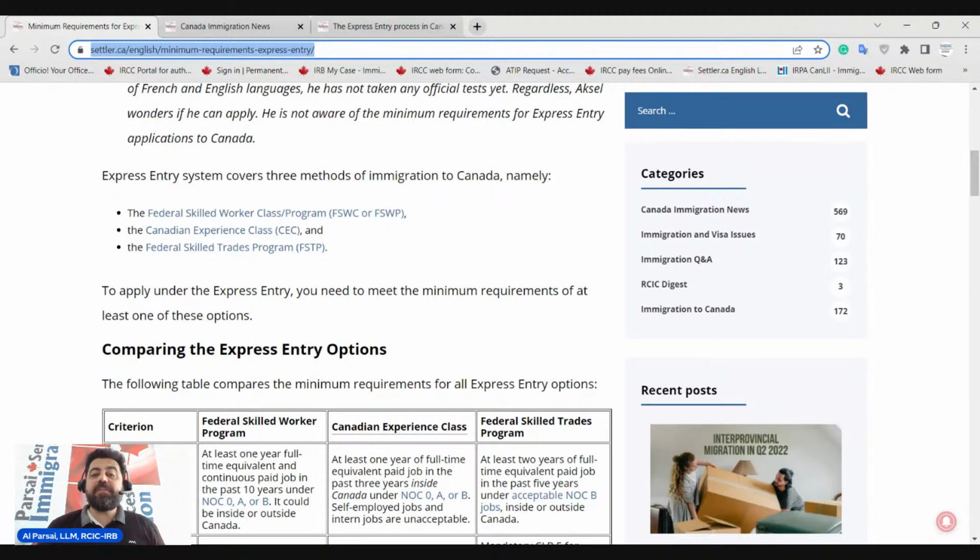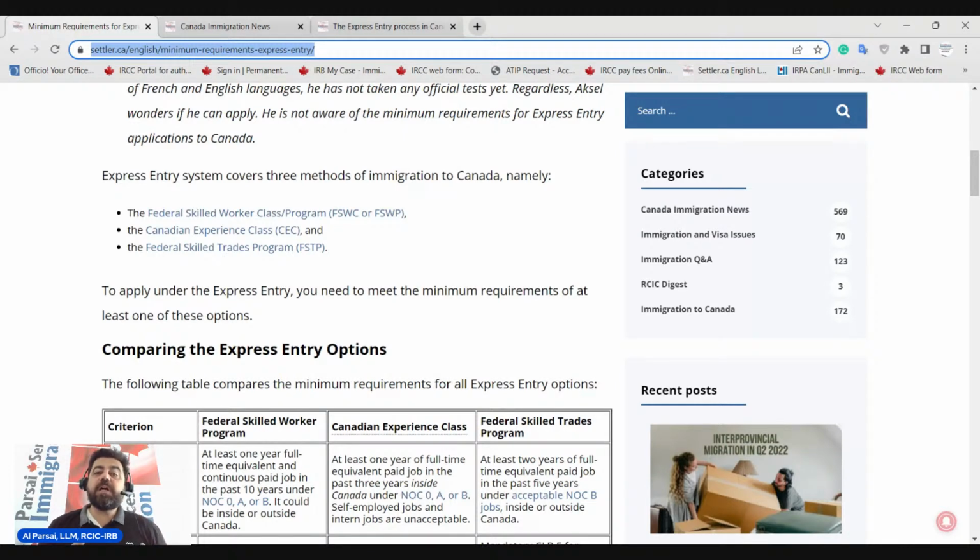So before even thinking about express entry, before even thinking about your CRS score and those kinds of calculations, you need to think about whether you meet the minimum requirements for any of these three immigration options. And the minimum requirements constitute also the minimum requirements for express entry system. This is important because when you go on the CRS score calculator on the IRCC website, it doesn't tell you whether you qualify for any of these options.